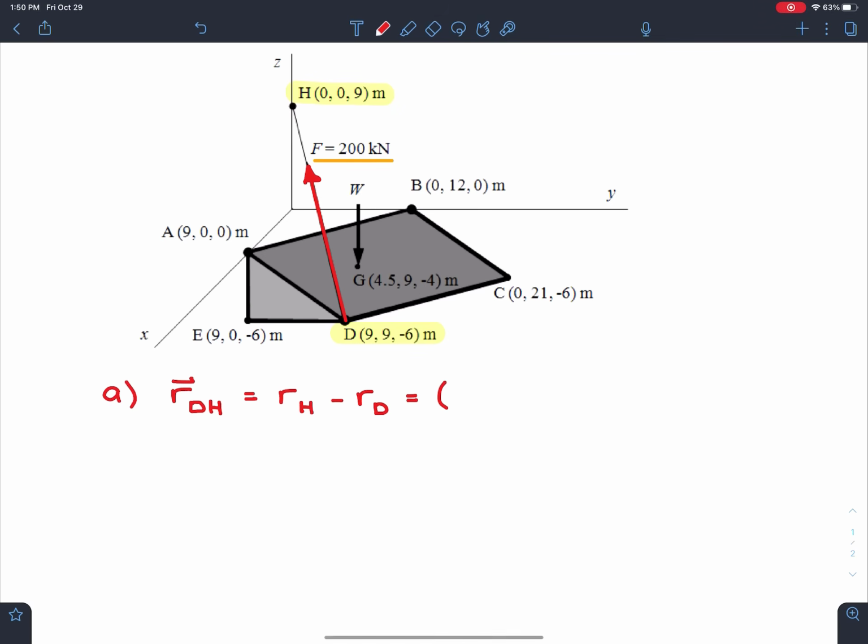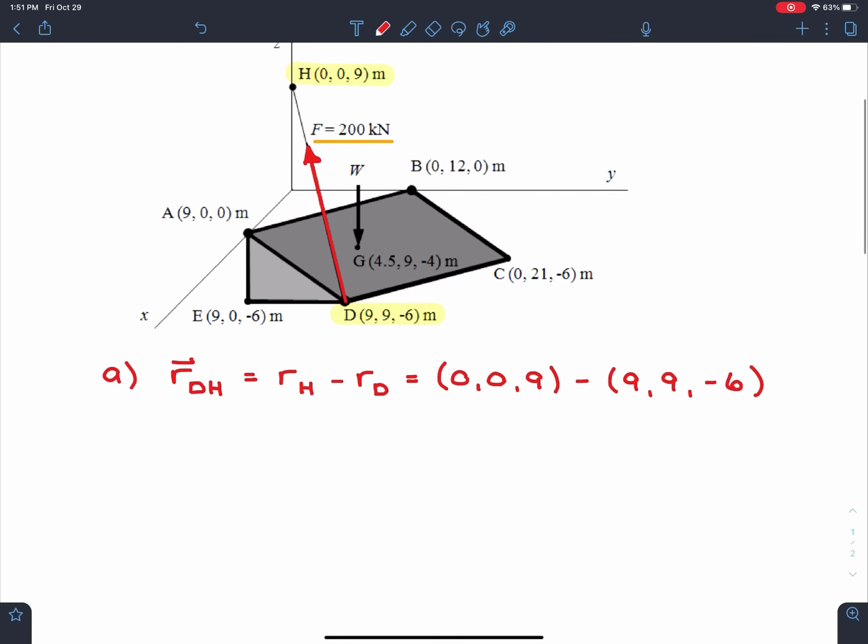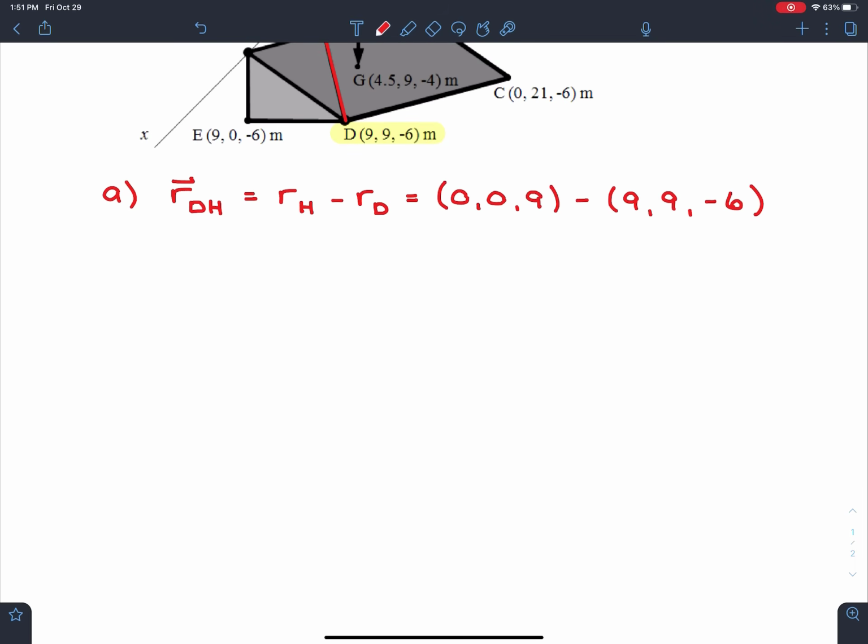So from there, it's actually pretty simple. All we need to do is take our coordinate points. So for H, we're given 0, 0, and 9. And I'm going to subtract that from D, which we have as 9, 9, negative 6. So if I do the math here, it's actually not too bad. I'm going to scroll down a little bit so that my hand doesn't fall off the side of the iPad. We are going to get a vector of 0 minus 9, so negative 9 in the I direction, 0 minus 9, so negative 9 in the J direction, and then finally 9 minus negative 6, so we know that this is going to be plus 15 in the K direction, just like this.